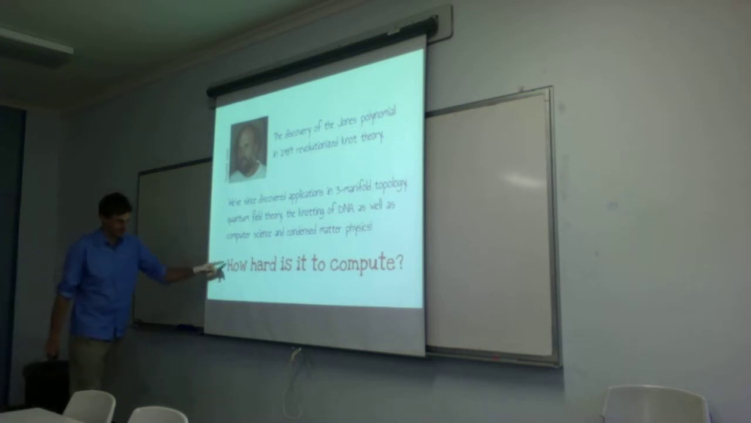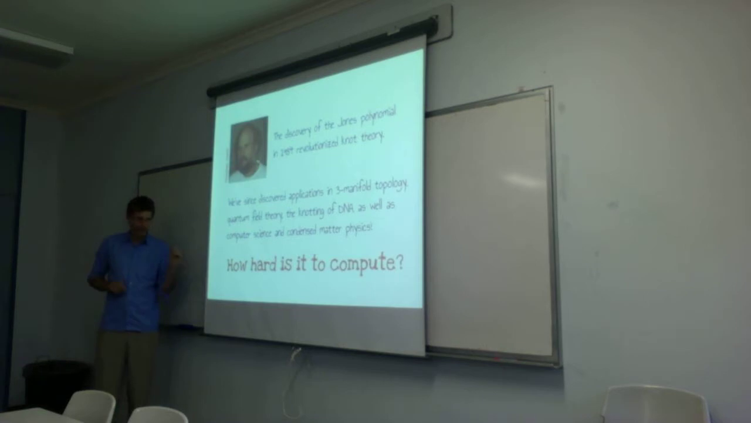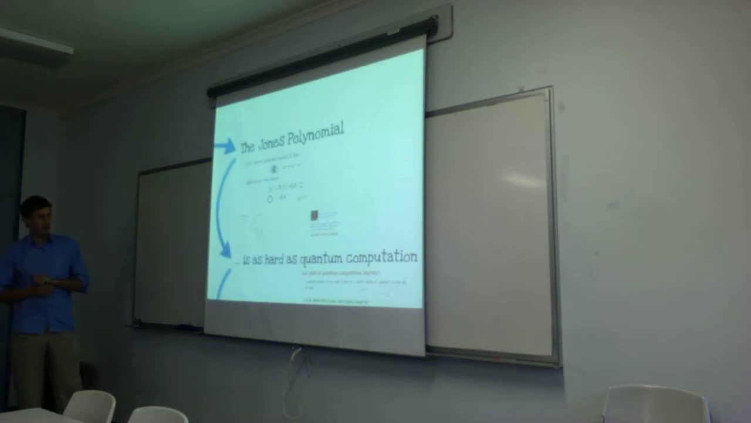It turns out that there are ways to compute the Jones polynomial, or at least ways to compute the Jones polynomial at particular values of q, that are much more efficient, but that are also still hard in a really interesting way. And that is that the Jones polynomial is as hard as quantum computation. So what this is going to mean is that if you had a quantum computer, I'm going to say what a quantum computer is, you'd be able to compute the Jones polynomial quickly, that is, in polynomial time with respect to the complexity of the knot.